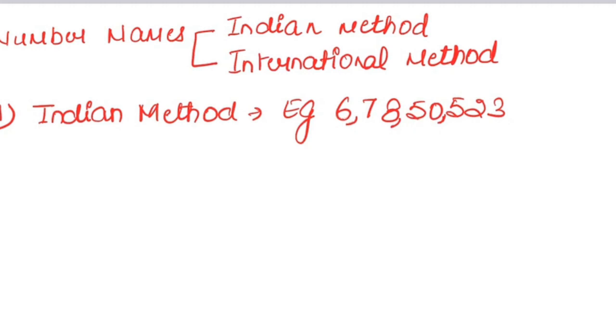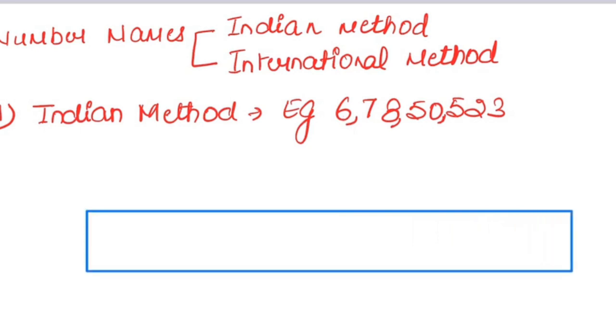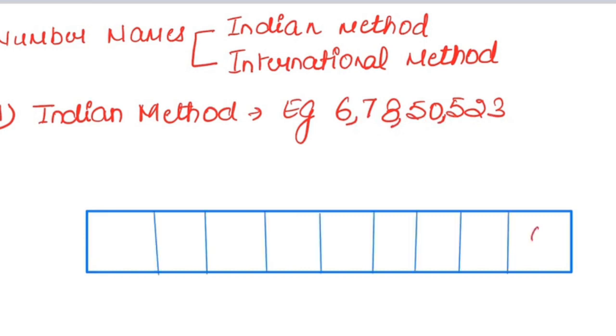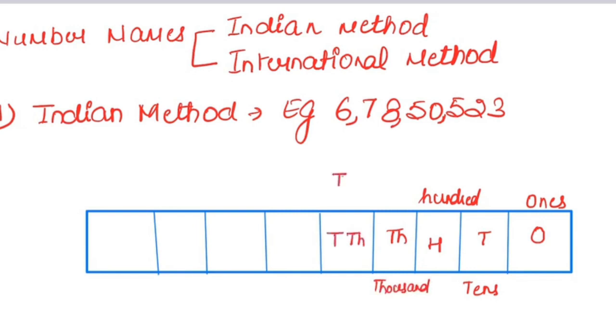First of all, we will make one column. How many digits are given here? Total is 1, 2, 3, 4, 5, 6, 7, 8. So we will make 8 columns. Number 1, we will write ones. Next is tens. Next is hundreds, so we will write here hundreds. Next is 1000, so we will write thousands. Next 10,000s, which is called TTS shortcut. So we will write 10,000s.